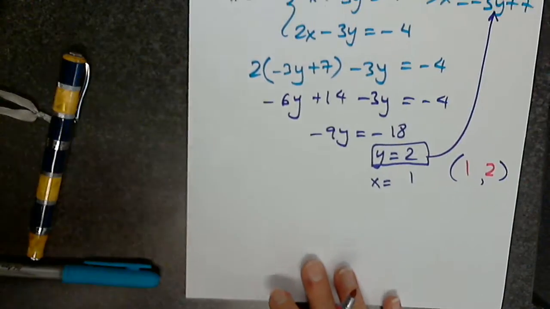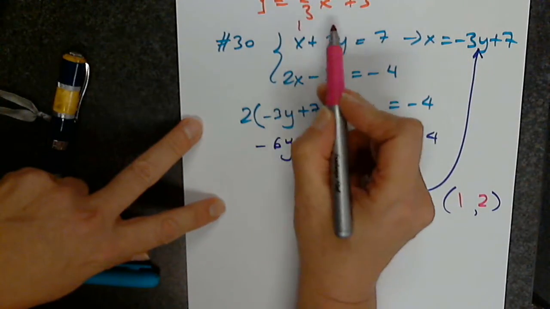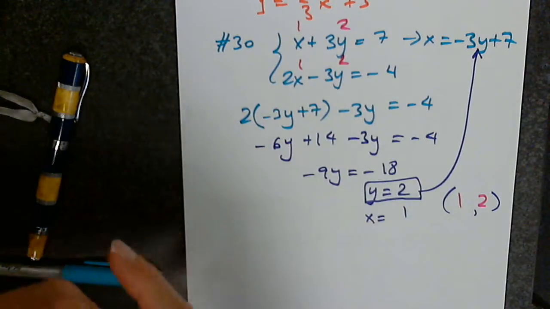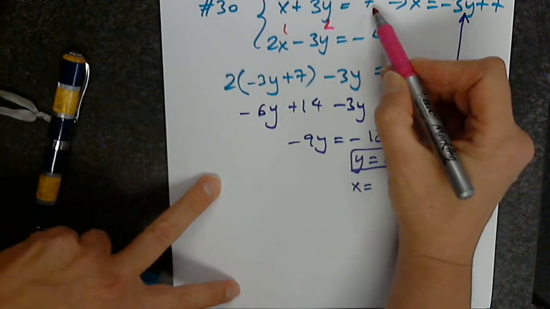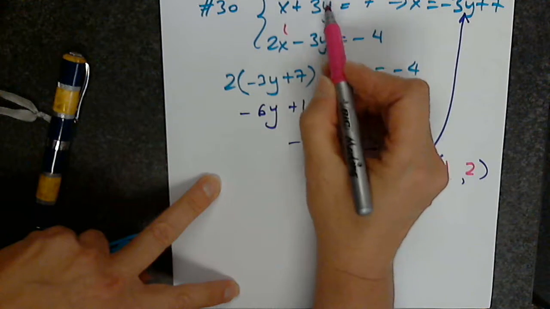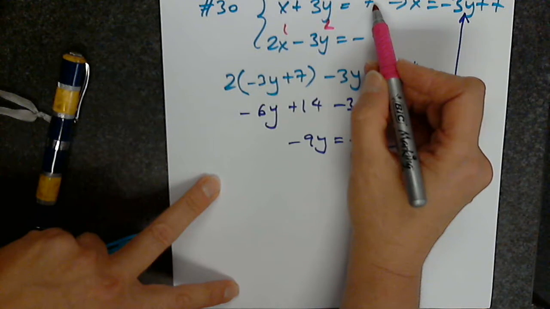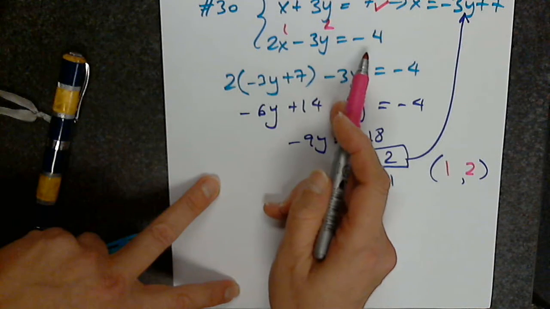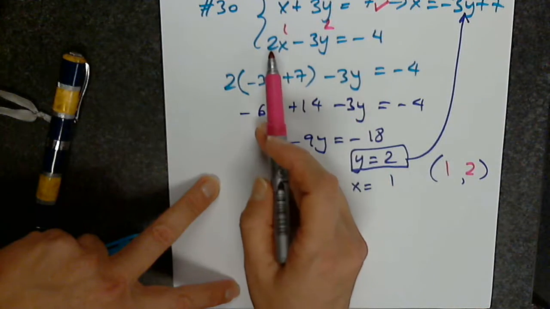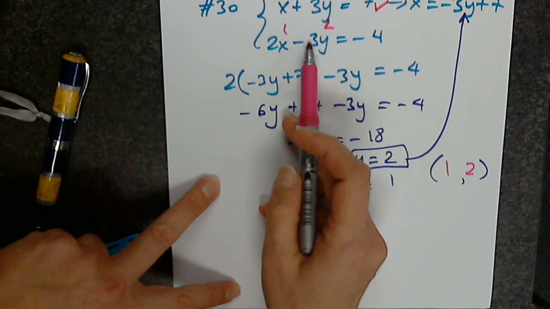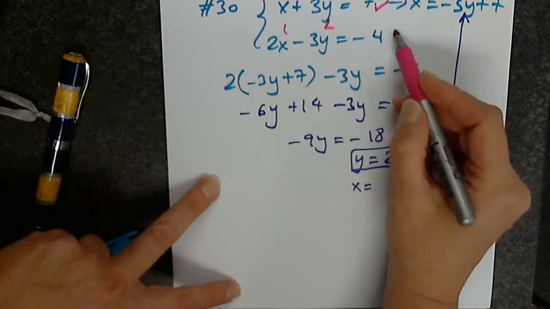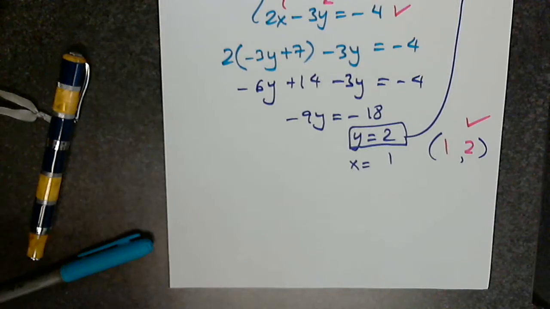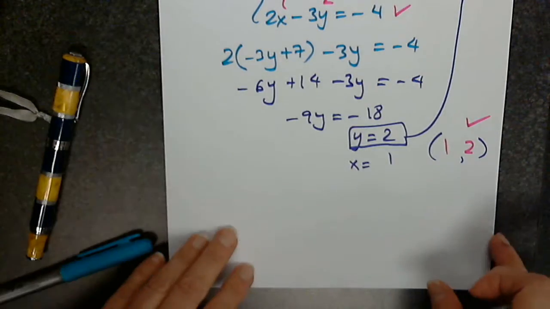Right. Don't trust it though. Let's go back to the system. 1 and 2. 1 plus 6 is 7. Is that 7? Good. 2 minus 6, is that negative 4? Yes. So now no one can find another point. This is it, for sure. Now forget about this, and let's start graphing it.